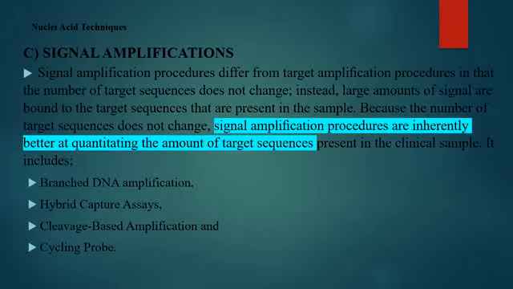Now, the various kinds that are available are branched DNA amplification, hybrid capture assays, cleavage-based amplification, and then the cycling probe. So we'll deal with these.